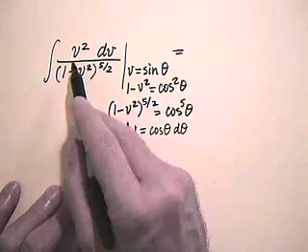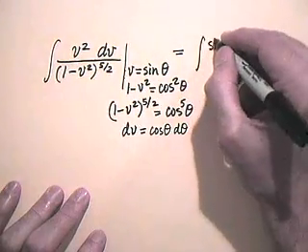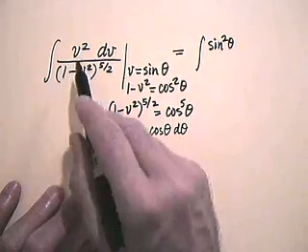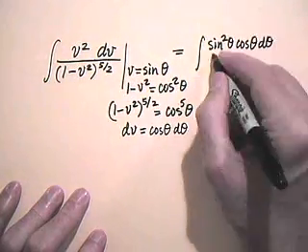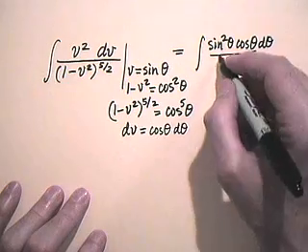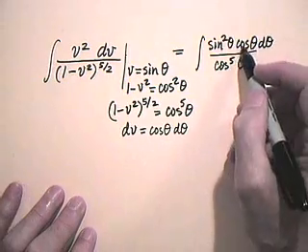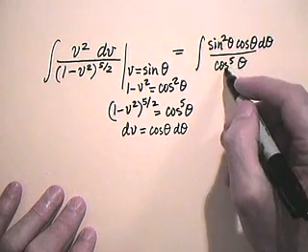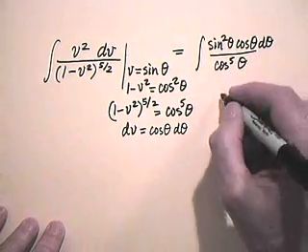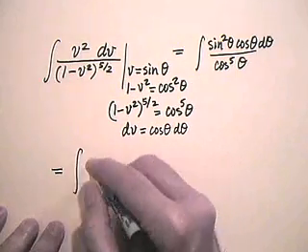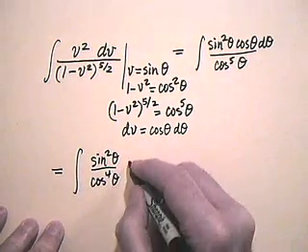So let's substitute in. In the numerator we have v squared. Well, v is sine theta, so our numerator becomes sine squared theta from the original integrand, but then we have dv, which is cosine theta d theta, and all that's divided by the radical, which is now cosine 5th theta. We can cancel one factor of cosine in the numerator with the denominator, and so we'll have sine squared over cosine to the 4th. So let's write that as the integral of sine squared theta divided by cosine to the fourth theta d theta.